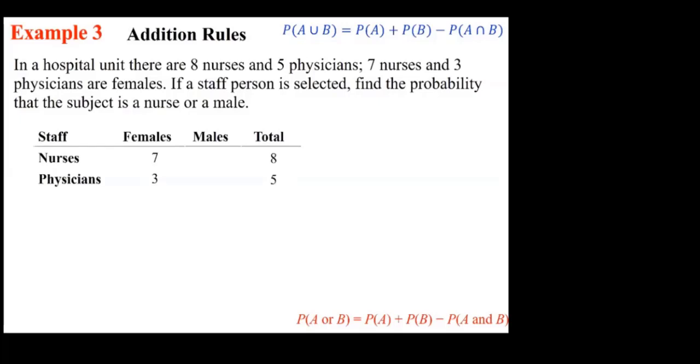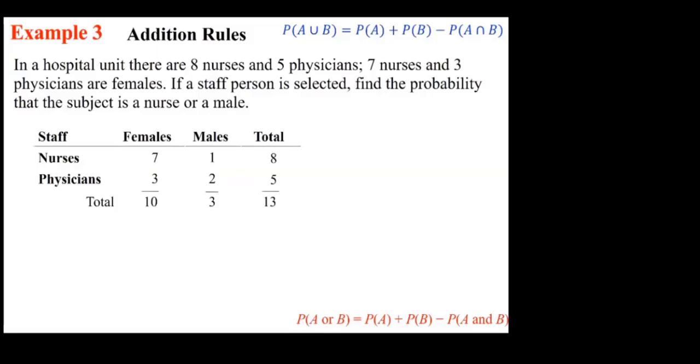If a staff person is selected, find the probability that the subject is a nurse or male. So number 1, we should be able to finish this by doing the following. Look at the very first row. We have nurses. Under females, we have 7. Under total, we have 8. So how many males do we have? 8 minus 7, which is 1. Physicians, we have a total of 5. 3 of them are females. So 5 minus 3 must be males. And finally, we have the total. If we add up each column, this is what we get. This is the most important step in handling this question.